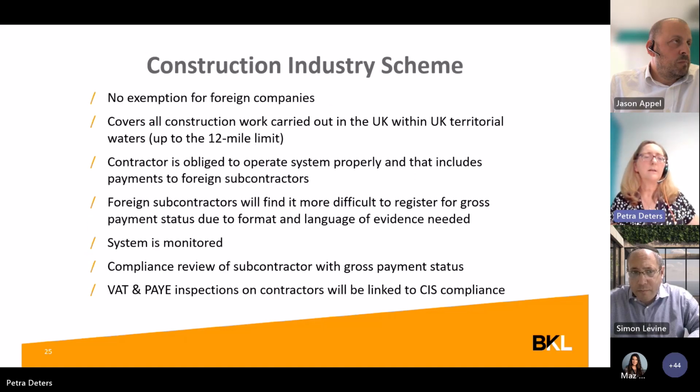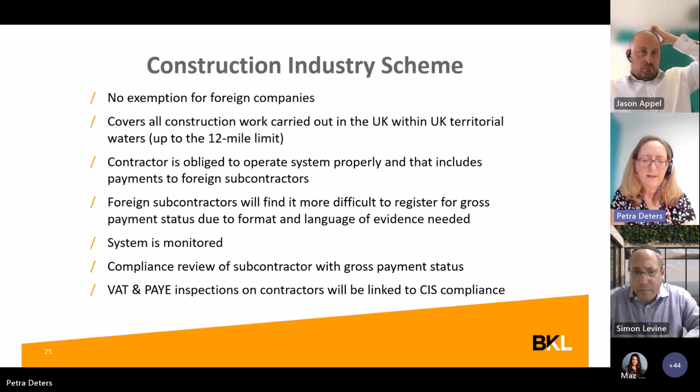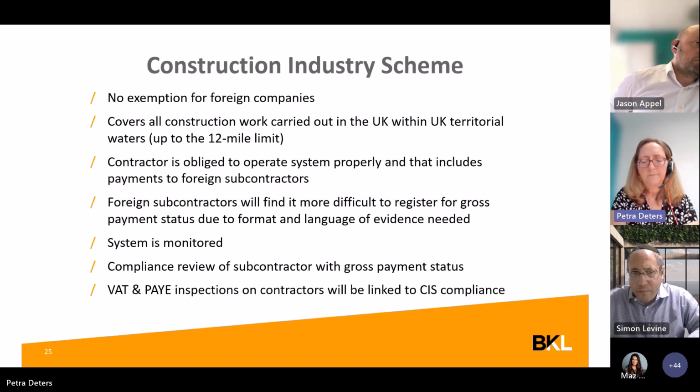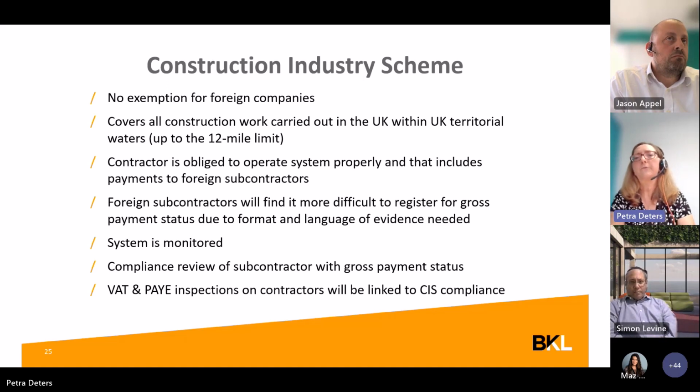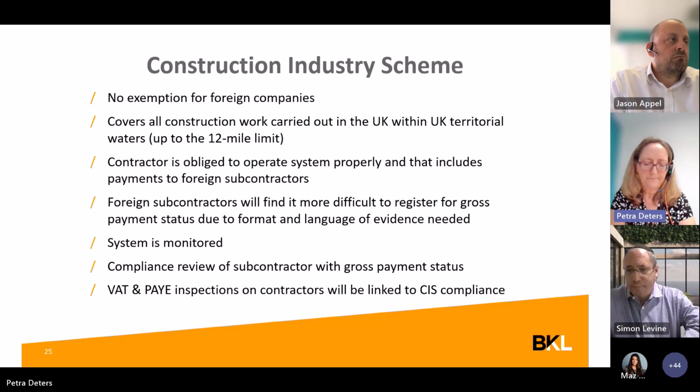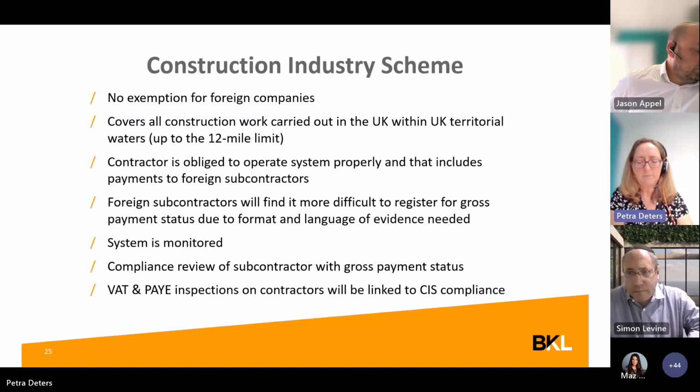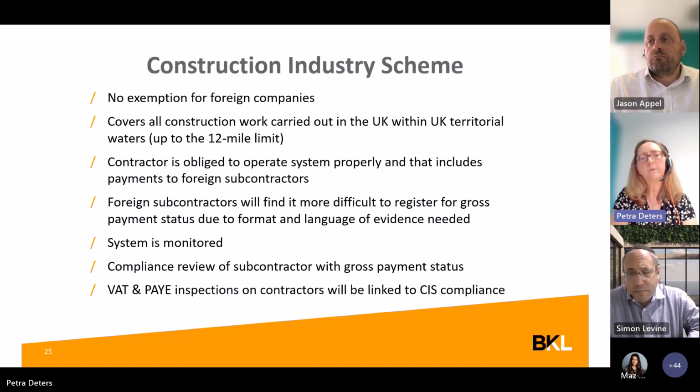Now, we did mention that we've also dealt with overseas investors and overseas construction companies. So the bad news for them is there's no exception for foreign companies. It covers all construction works in the UK and also within UK territorial waters up to 12-mile limits. For example, where wind energy farms have been built in the Thames Gateway, that fell under the CIS. Contractors are obliged to operate the systems properly, and that includes payments to foreign subcontractors who also would need to be registered here in the UK.